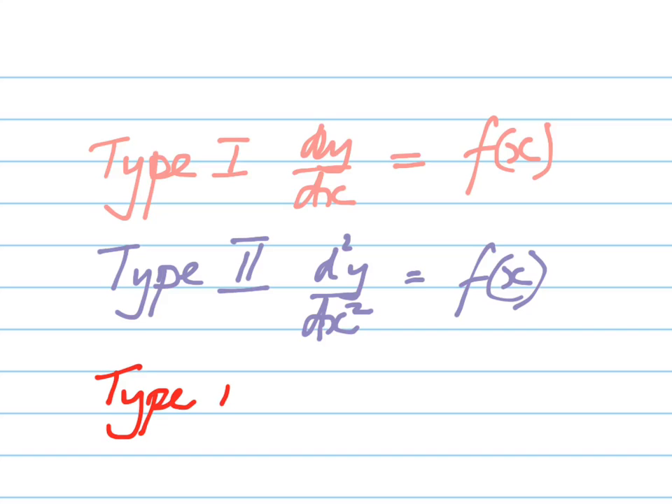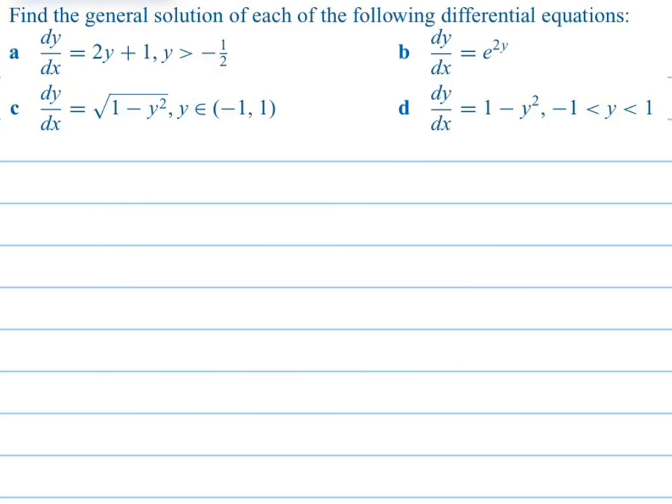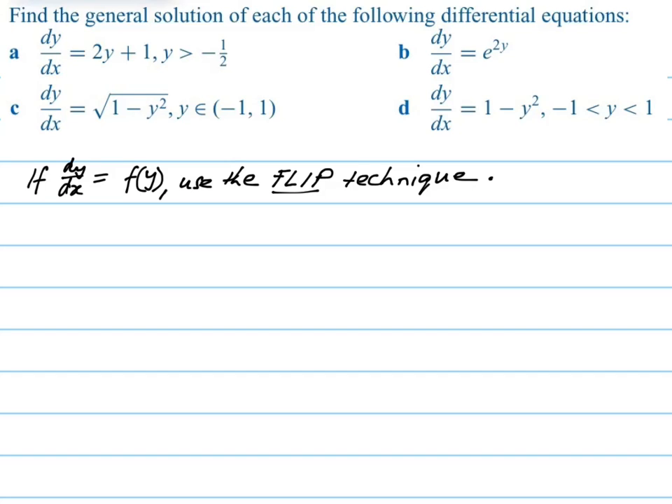Now, today we're going to have a look at these new ones. These are the fun ones because they flip. They flip. Type 3, and they are dy/dx equals a function of y, okay? Y o y, we'll find out. Now, let's have a look at these four, and let's just start off with a bit of a preamble here. If dy/dx equals a function of y, not of x, you use the flip technique.